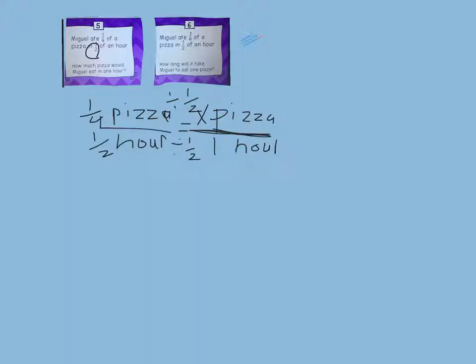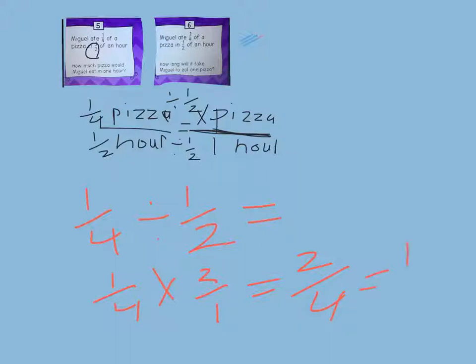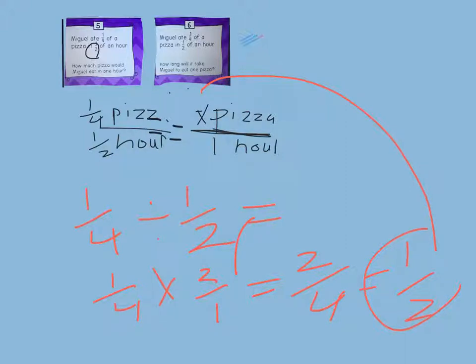So I'm going to do that down here. 1/4 divided by 1/2 would equal what we need on top of the ratio that we're missing. So keep, change, flip: 1/4 times the flip, 2 over 1, would equal 2/4, which I can reduce to 1/2, which goes on top of my ratio where my X is. So our answer is Miguel would eat 1/2 of a pizza per hour.